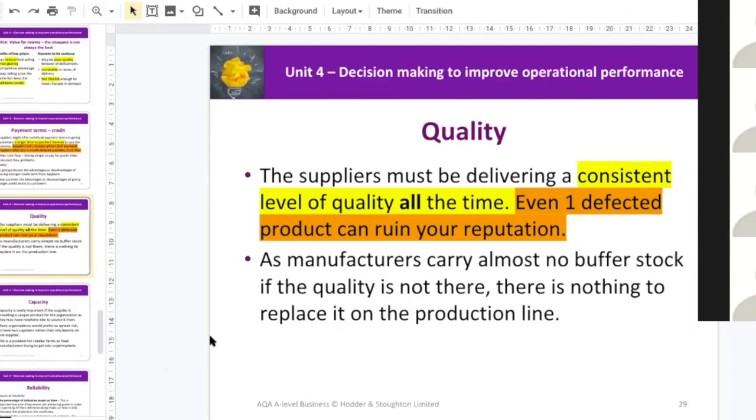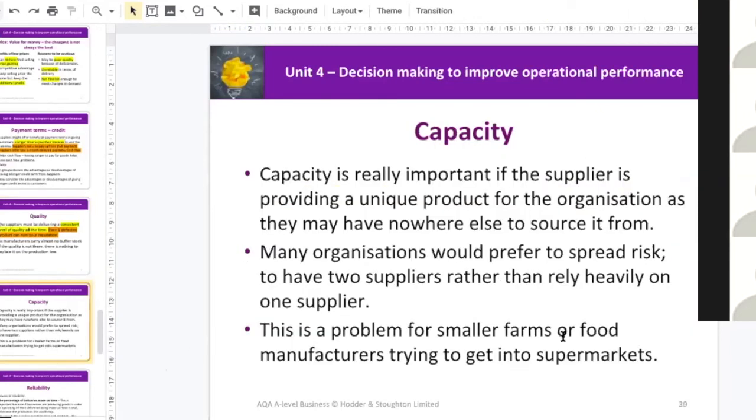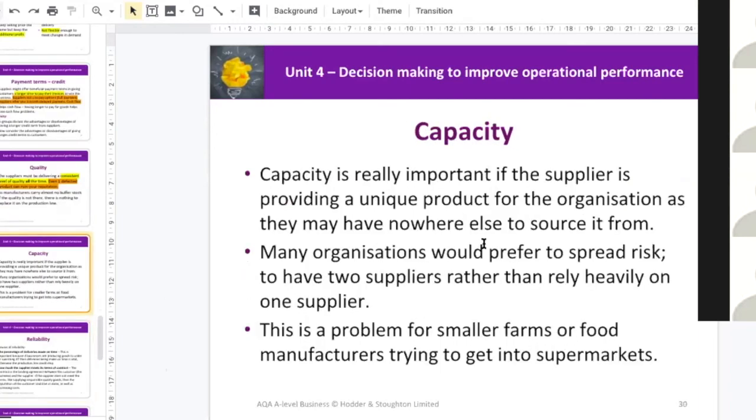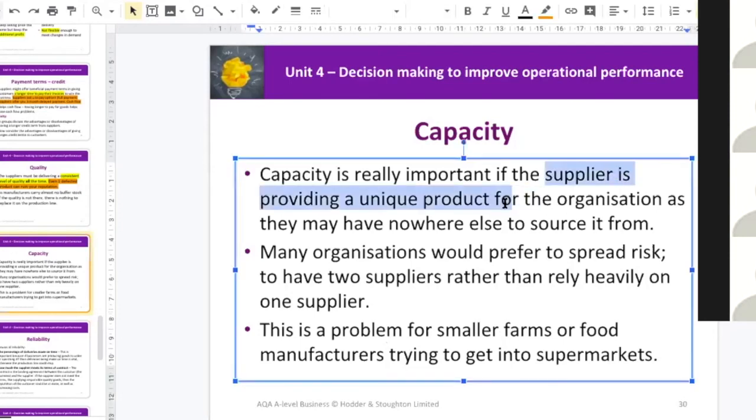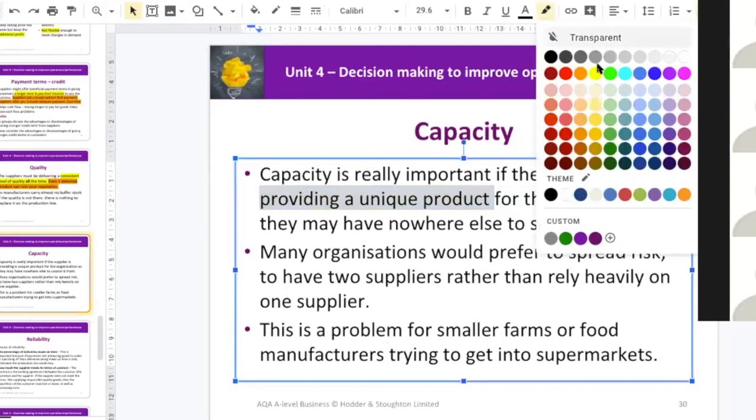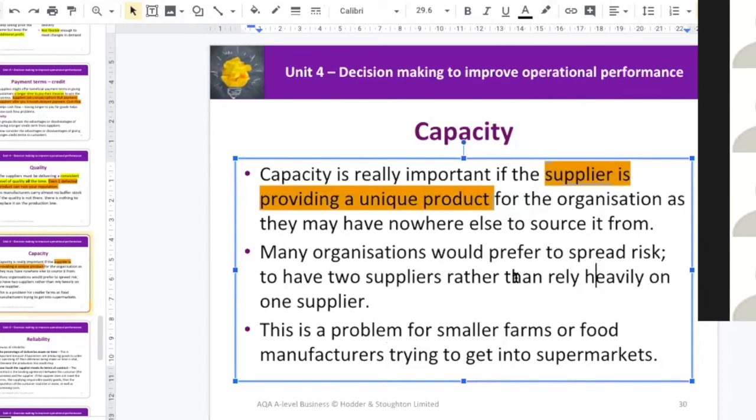Okay, that's quality. Now, capacity. So we spent some time talking about capacity utilization, capacity and spare capacity. So when your supplier is very effective, the capacity is really important for them because they can then provide you the unique supply you need to produce your product.